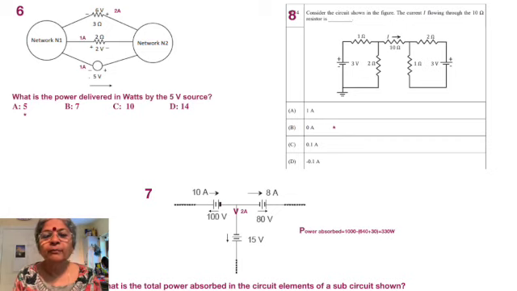Okay, let's read the problem. Consider the circuit shown in the figure. The current I flowing through the 10 ohm resistor is 0. Okay, no doubt about it. We need not even consider what is happening in the two sub networks connected together through a 10 ohm, with no relevance other than making them at the same potential. So we move on to the 9th problem.